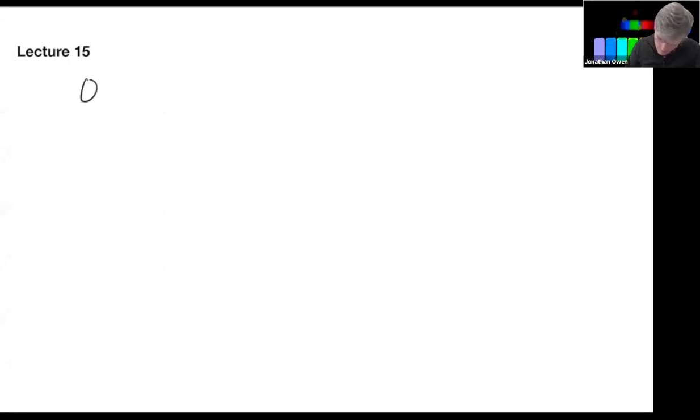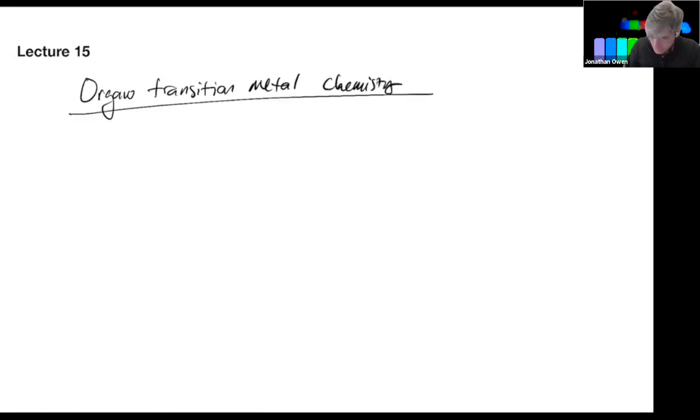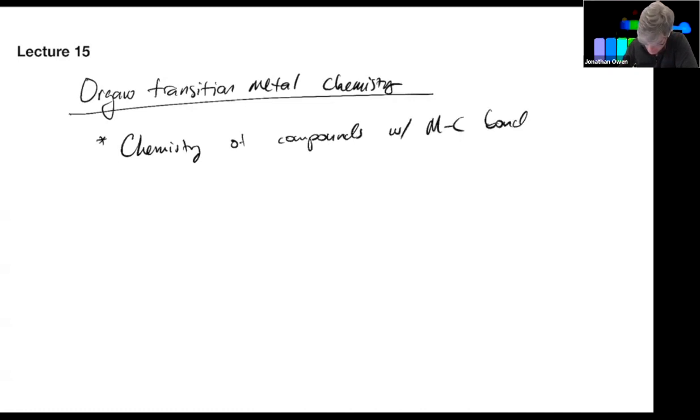We're going to talk about organotransition metal chemistry. So this is the chemistry of compounds with metal carbon bonds, and large ligand fields. This is going to be about the 18 electron rule.